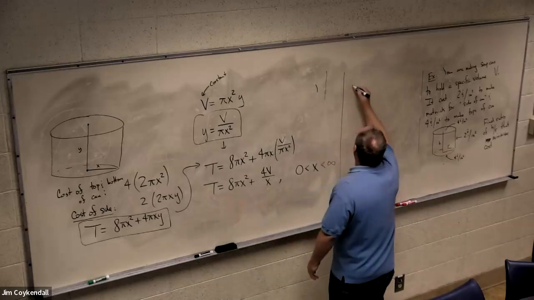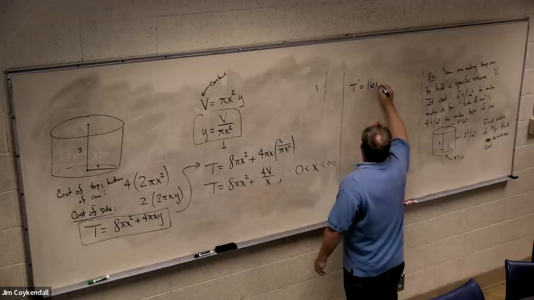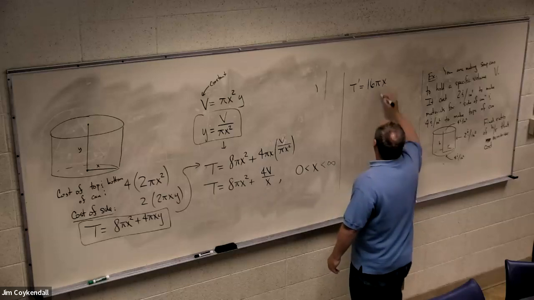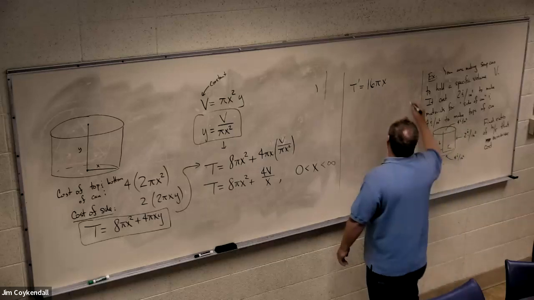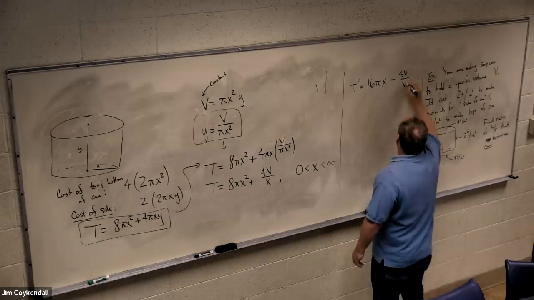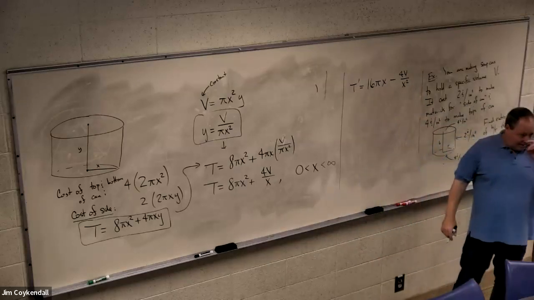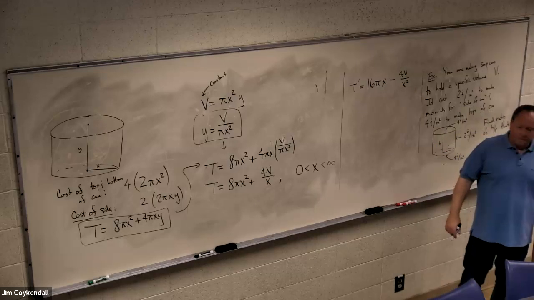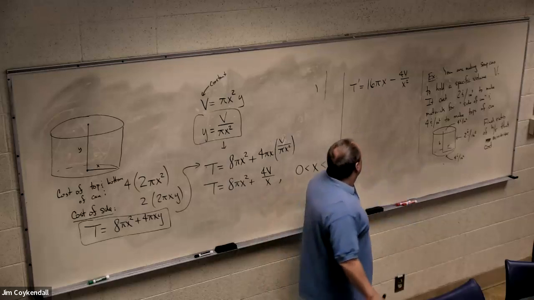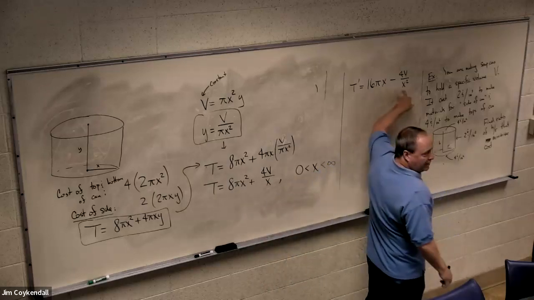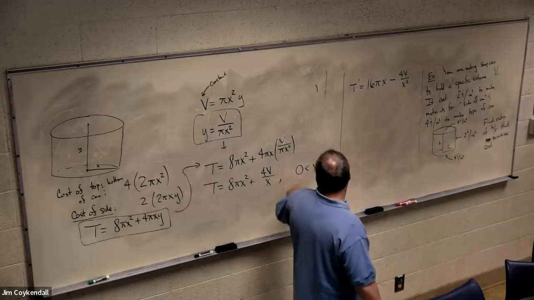Let's take the derivative of this. This is 16 pi x minus 4b over x squared. Everybody okay? That's the derivative of this thing. Now, of course, one critical number is x equals 0, but lucky for us, it's not in the range, right? In fact, it's not a critical point.